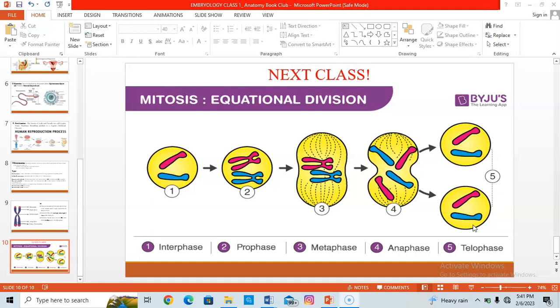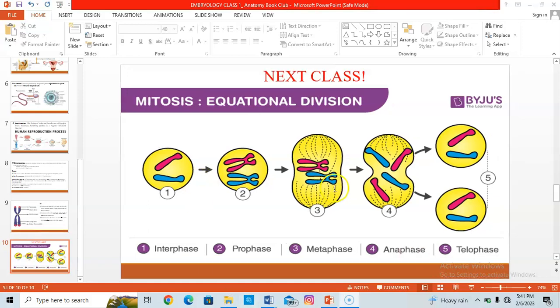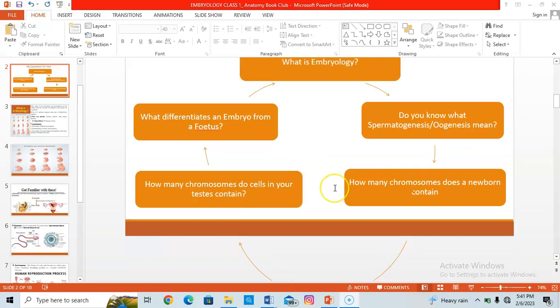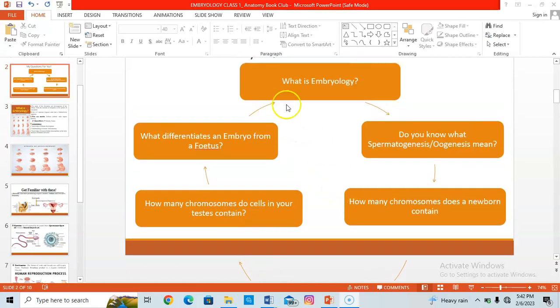I want you guys to answer these questions because these are the focus questions for this class. After this class, you should already know what embryology is. So tell me in the comment section below, briefly, what is embryology? Then tell me what differentiates an embryo from a fetus. How many chromosomes do the cells in the testes of males contain? Then what do you understand by spermatogenesis and oogenesis? And how many chromosomes does a newborn contain?